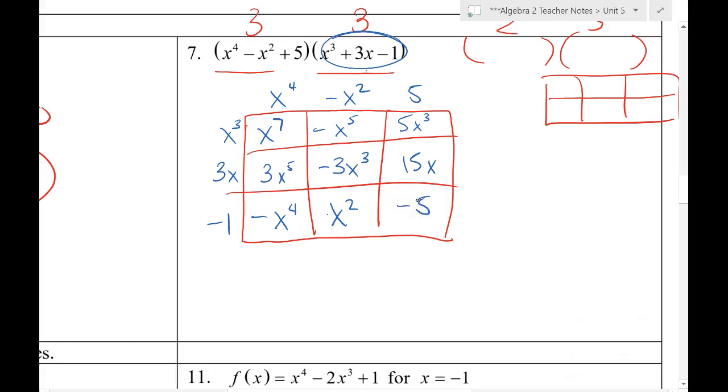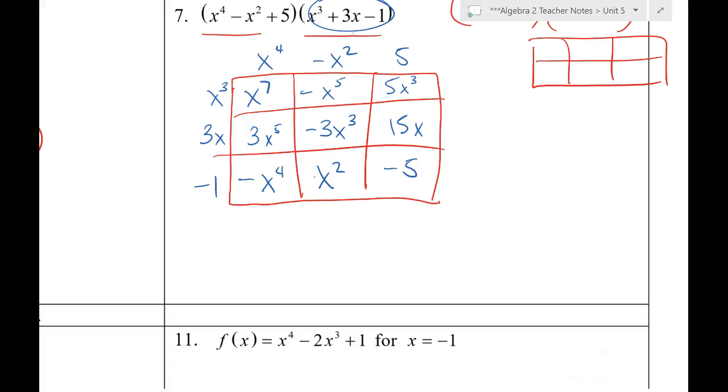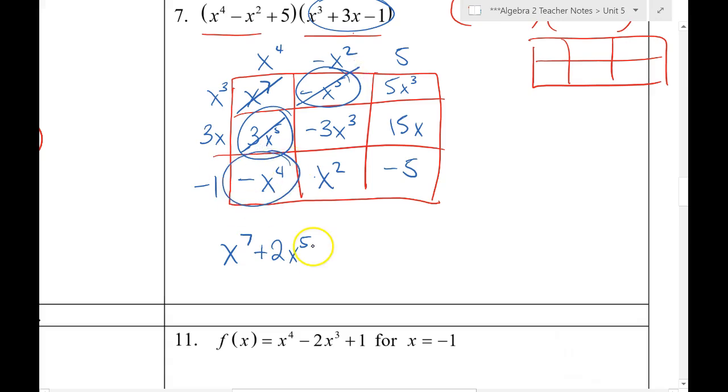Now what you're going to do is combine all the like terms. Okay, so I'm going to start with the highest degree. Highest degree is 7, so that one goes away. Then the next would be, there's no 6, so there's a 5, and I see one here and here. And so let's combine those two to make positive 2x to the 5th. So I'm done with those. And then the next degree will be 4, and I have 1 there. So I only have 1, so we'll just write that one down, minus x to the 4th.